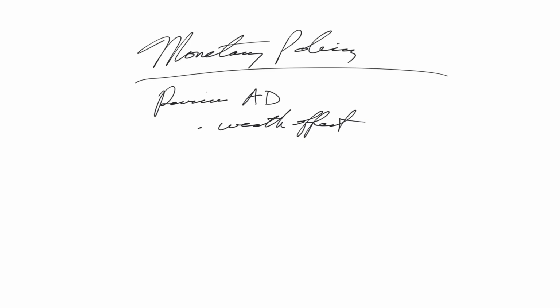Monetary policy. Well, we're first going to review the aggregate demand curve and why it slopes down. First of all, the wealth effect. The wealth effect says that as the price level goes down, real wealth goes up, and if real wealth goes up, consumption's going to go up.